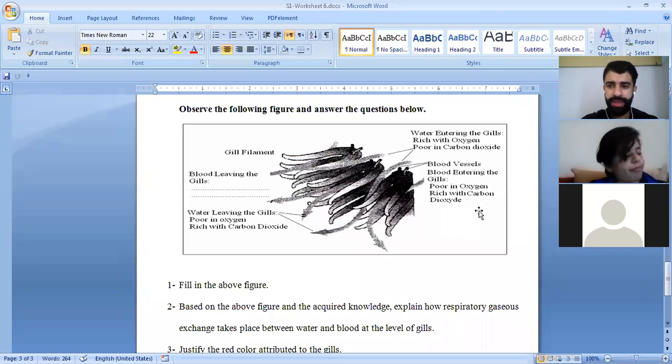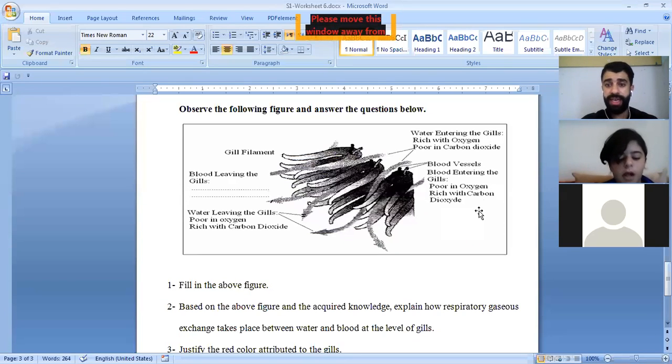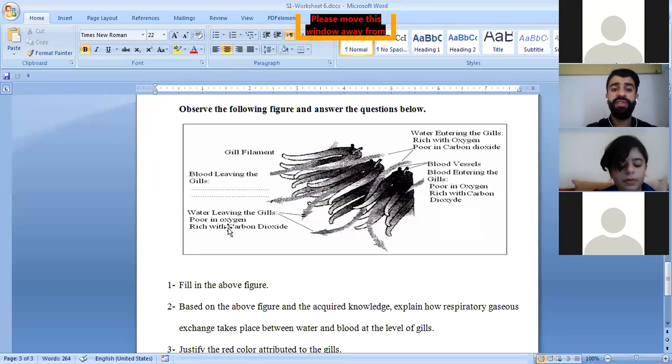Good morning. Okay, so water entering the gills, as Adnan said, is rich in oxygen. So it contains a high amount of oxygen, while water leaving the gills is poor in oxygen, right? Yes. Okay, what happens to the oxygen? What do you think?